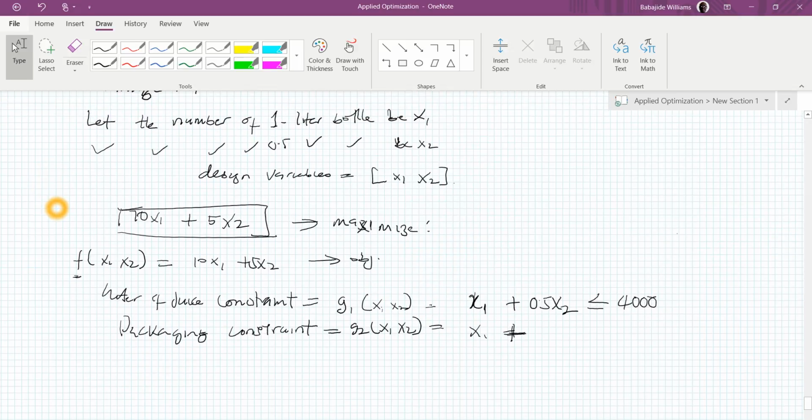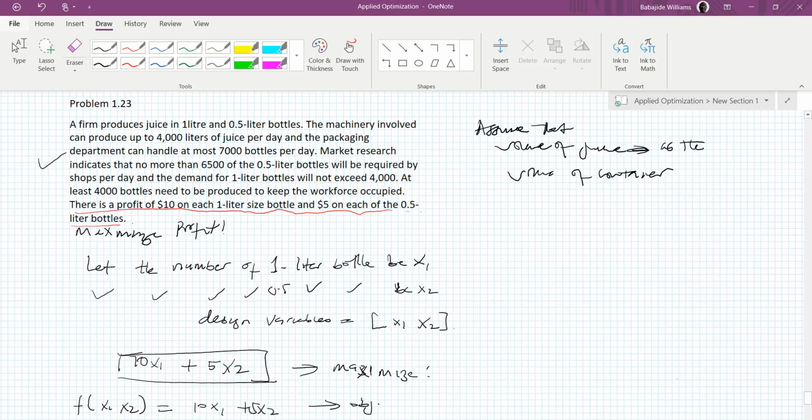Look at it. Let the number of 0.5 liter bottles be X2. So that's it. X2, which is the number of 0.5 liters, should not exceed 7,000. I hope that is clear enough. Okay, cool. Let's go back to the question.